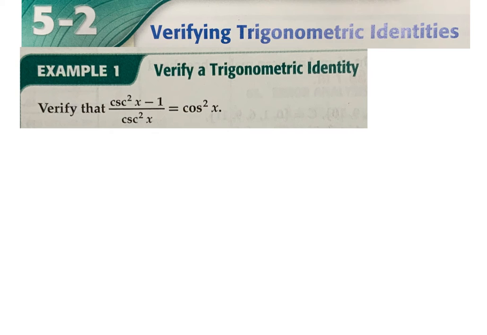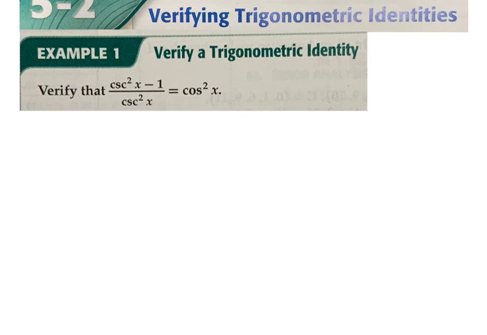So verify this. Which is the most difficult side? It's kind of right there. Definitely the left side, right? So of that side, something should be standing out to you. Yeah, you have a trig function squared with a 1. So that should take you straight to Pythagorean identities.